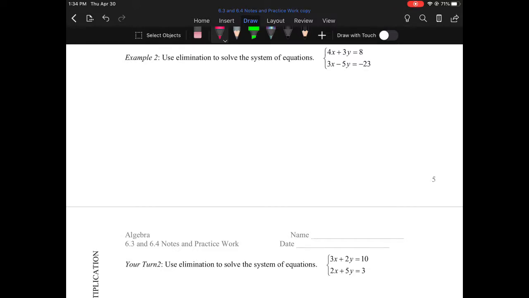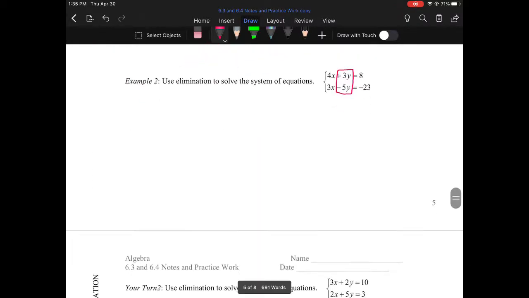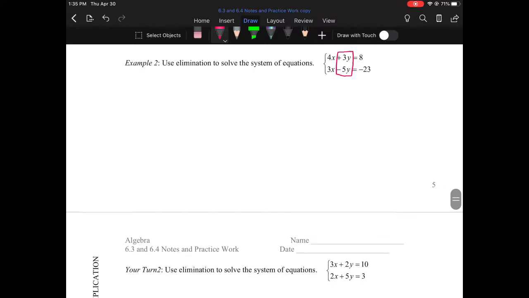For me, I am going to choose to get my y variables to be the same, and I will tell you why. I could have done x's. That actually would have given me smaller numbers to work with, but I'm choosing my y's because they're already opposites, and I prefer to add rather than subtract like we had been doing. So since one's a positive, one's a negative, if I get those coefficients to be the same value, they will be opposites then.